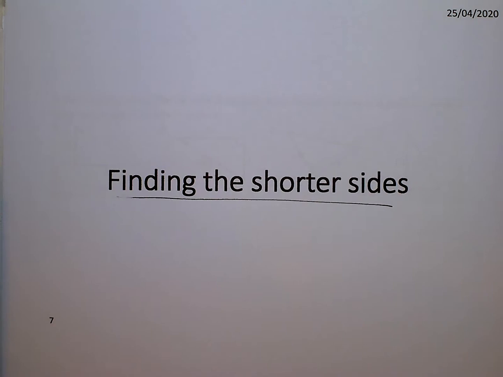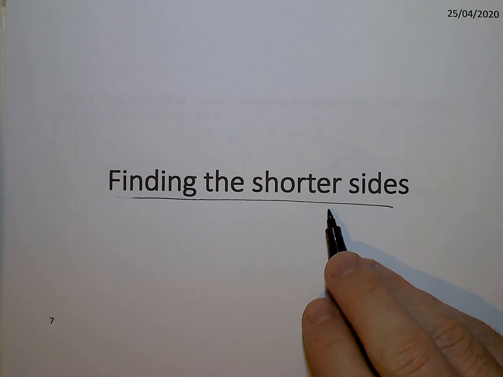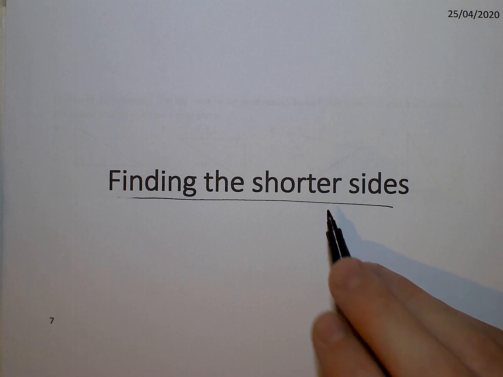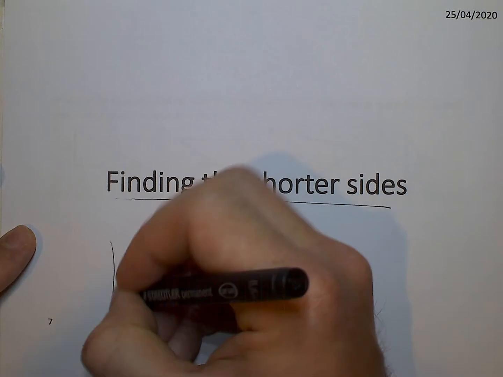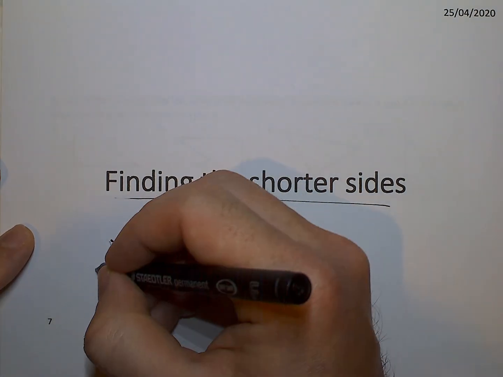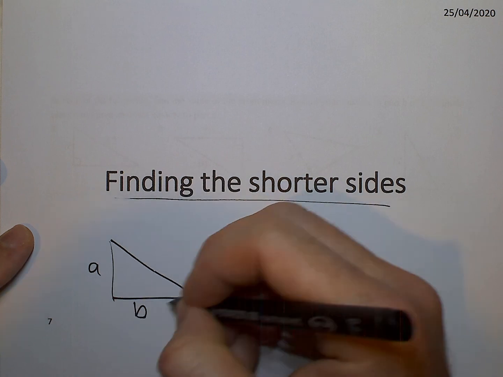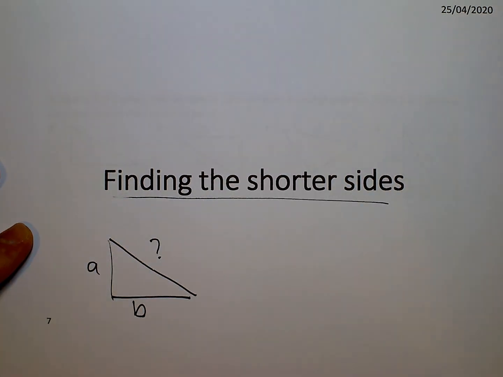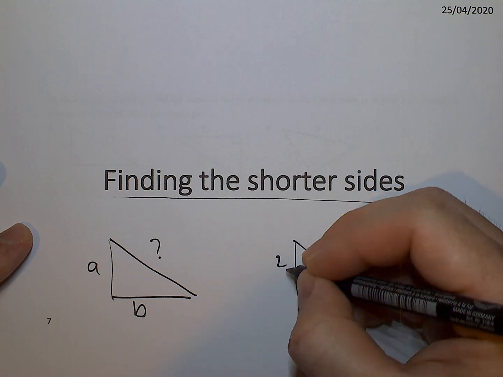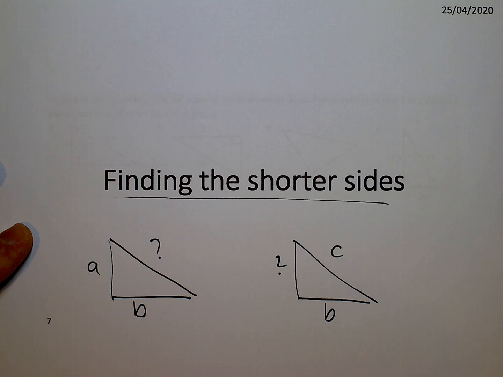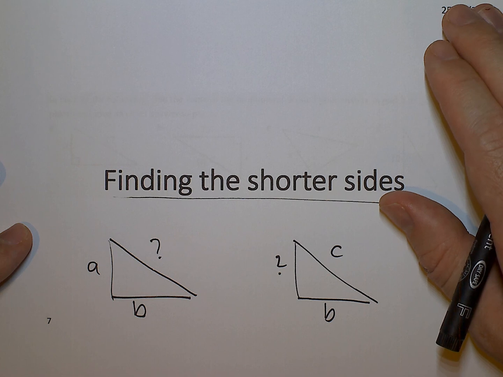Now, yesterday we were trying to find the hypotenuse length using Pythagoras' theorem. Today we're going to be looking at finding the shorter sides of a triangle using Pythagoras' theorem. So, all of yesterday, if we had A and B, we were trying to find out what C was going to be. Now, if we have C and B, and we want to find out what A is, we have to try a different methodology. We are going to still use Pythagoras' theorem, but we're going to rearrange it somehow.